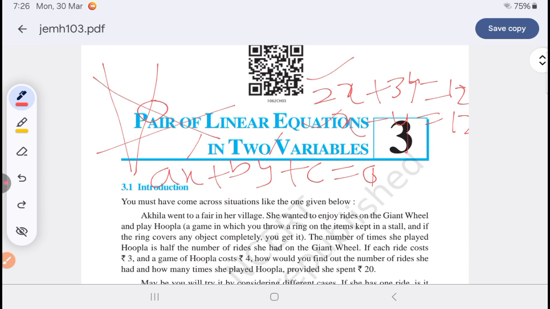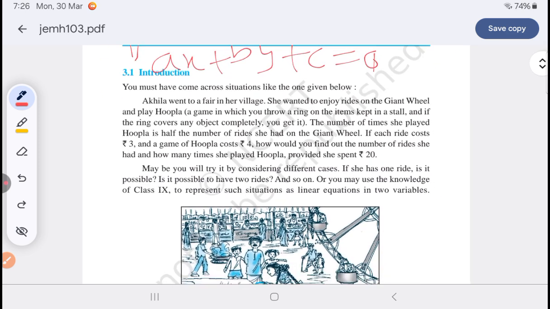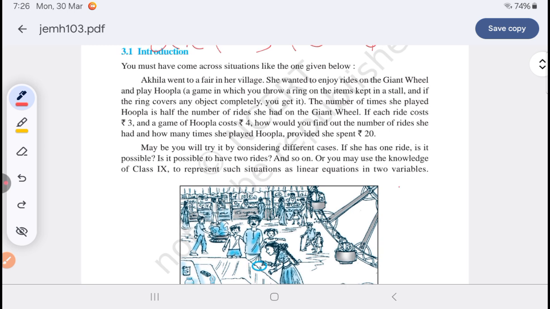What you have seen here: there are three possible situations when you draw these lines. First is intersecting lines. In the plane, two lines intersect at one point. This point is called the solution and there is only one unique solution.